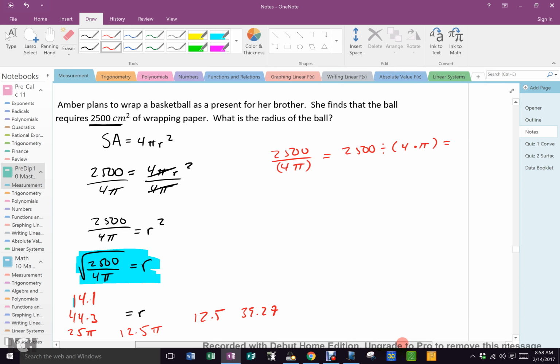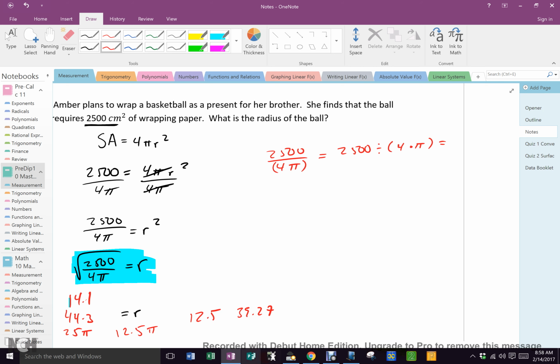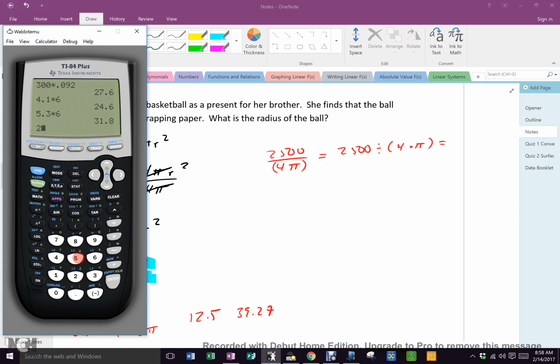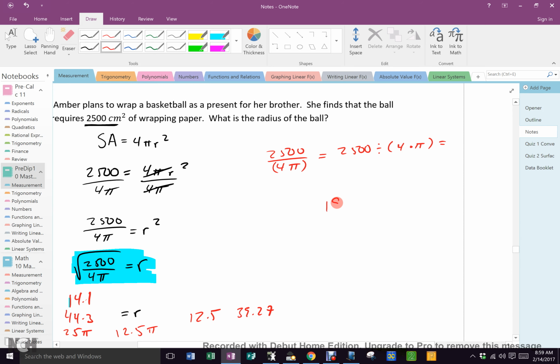Then what would you do with that answer? So you would do that on your calculator. 2,500 divided by bracket 4. Now on my calculator, I can just go 4 pi. I don't need to push times. Some of you can do that, some of you can't. Okay? Some of you need to push times pi there. But you all need the brackets. Because if you don't put the brackets, you're going to do 2,500 divided by 4, and then that times pi. Do you understand what I'm saying? And that will give me 198.94, yes? Everybody cool? So now I've got 198.94.